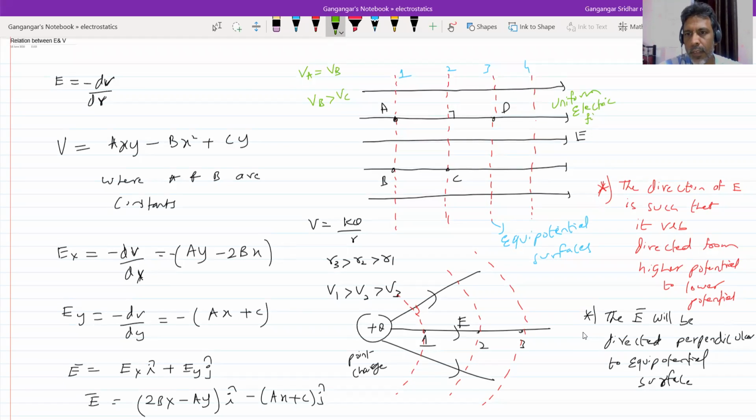Uniform electric field. Then after this, what about C and D comparison? VC greater than VD. This is something very important. Then non-uniform. Uniform is very important. Non-uniform is something like math-based here. Uniform is useful for application.